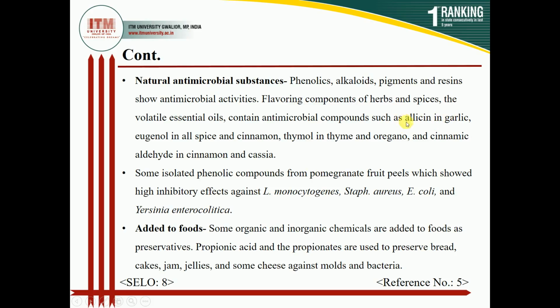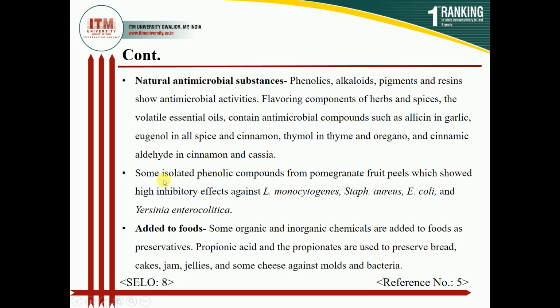In garlic, generally allicin is present to prevent spoilage. In the same way, in spices, eugenol is present, and in thyme and oregano, thymol is present. Cinnamic aldehyde is present in cinnamon and cassia. These all are organic compounds present in spices and the flavoring components, herbs, etc.